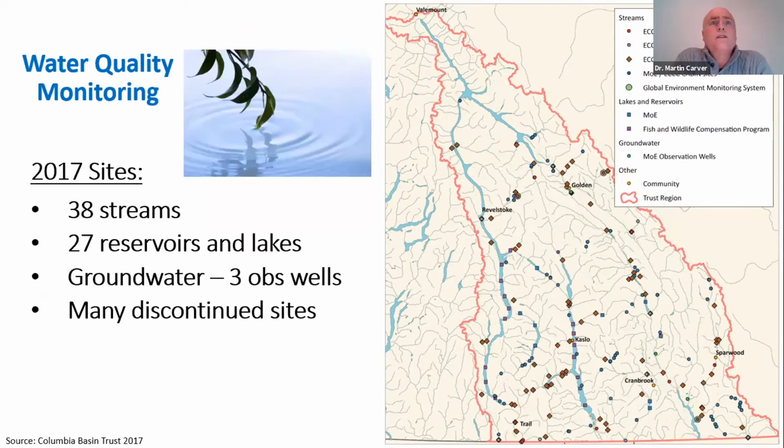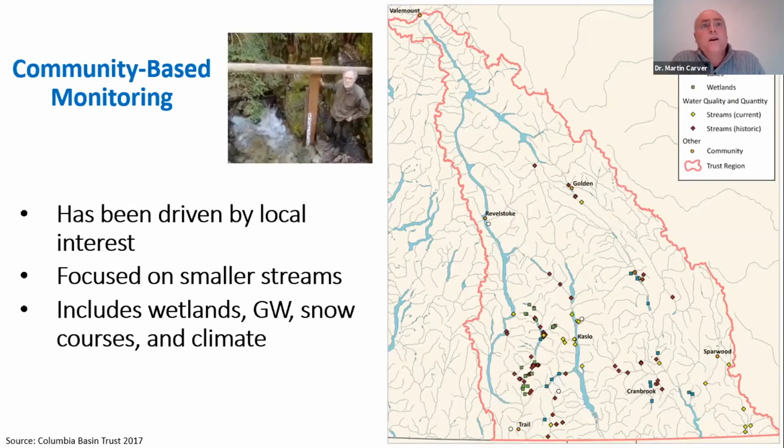And water quality then, there's a number of streams and reservoirs being monitored, and 3 groundwater wells, and many discontinued sites. Community-based monitoring tries to fill some of the gaps. It tends to be driven by local interest. It's focused on smaller streams, and it includes wetlands, groundwater, snow courses, and climate. And here there has been a number of changes around groundwater.